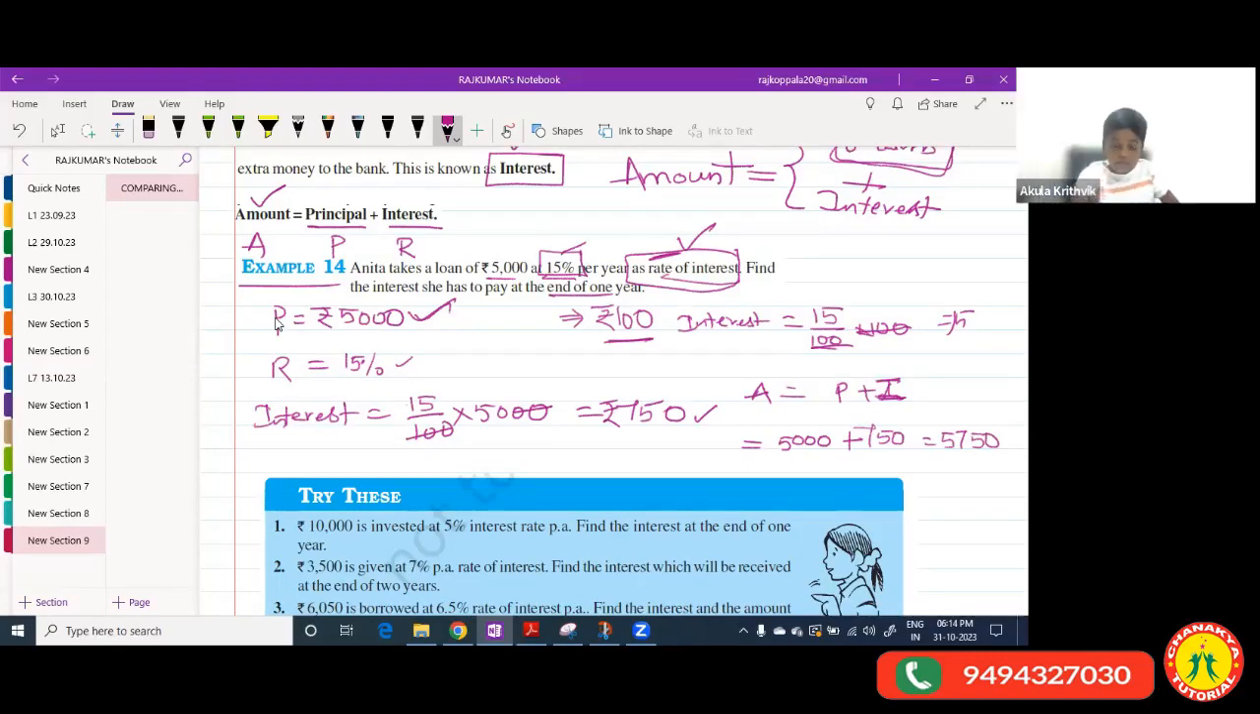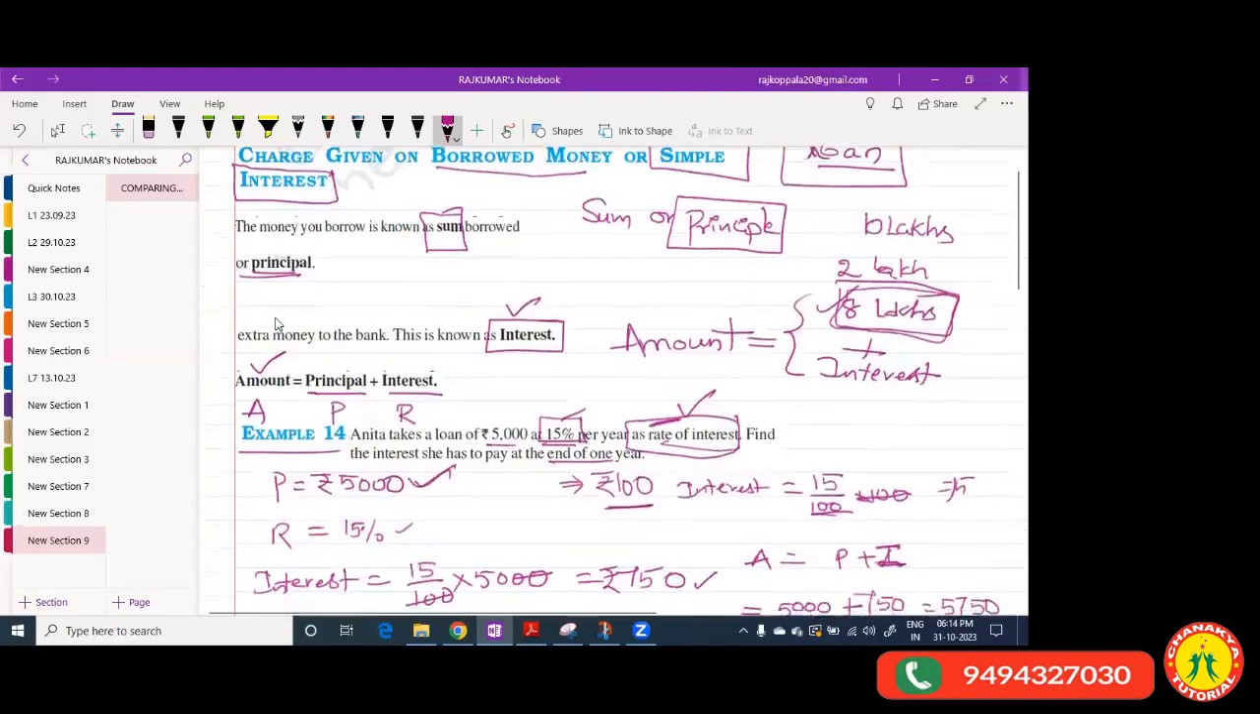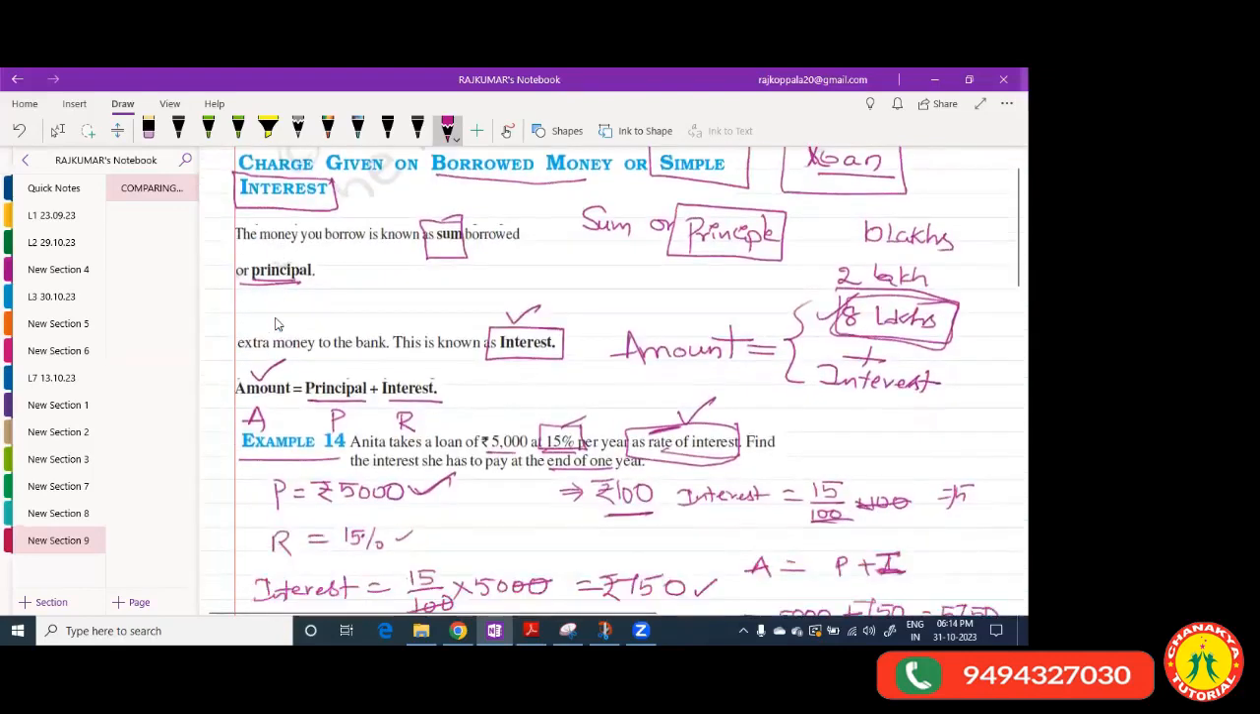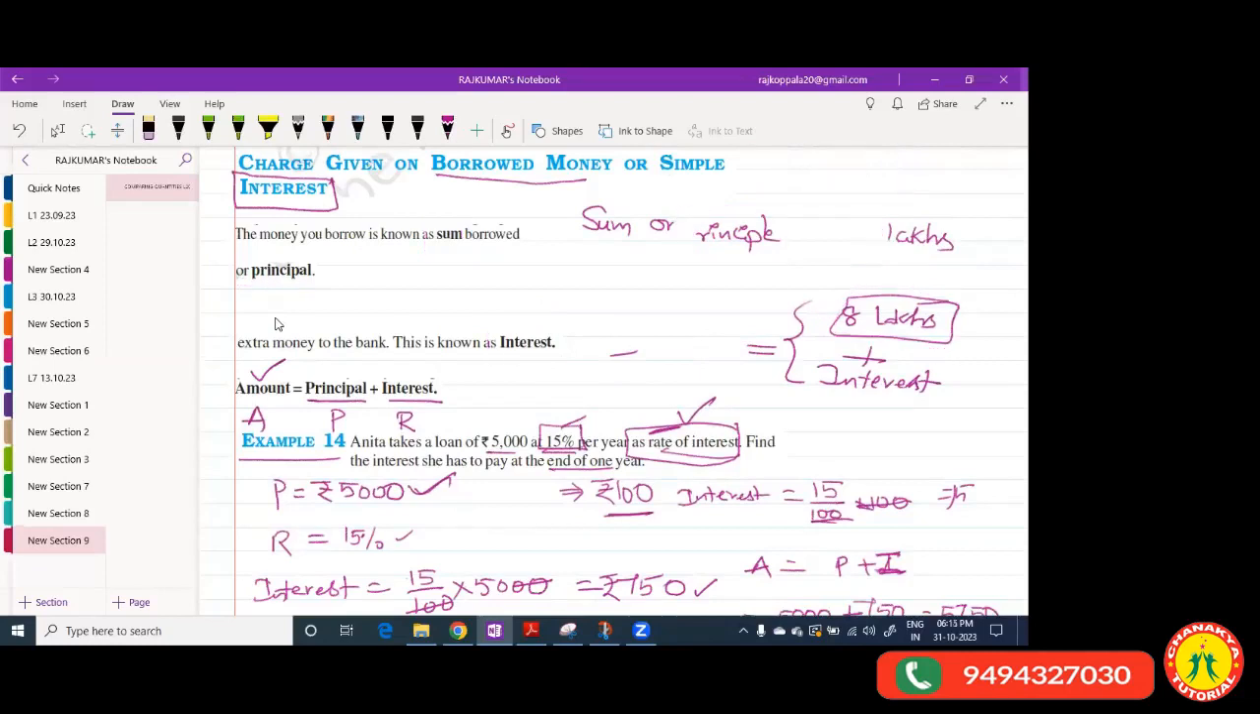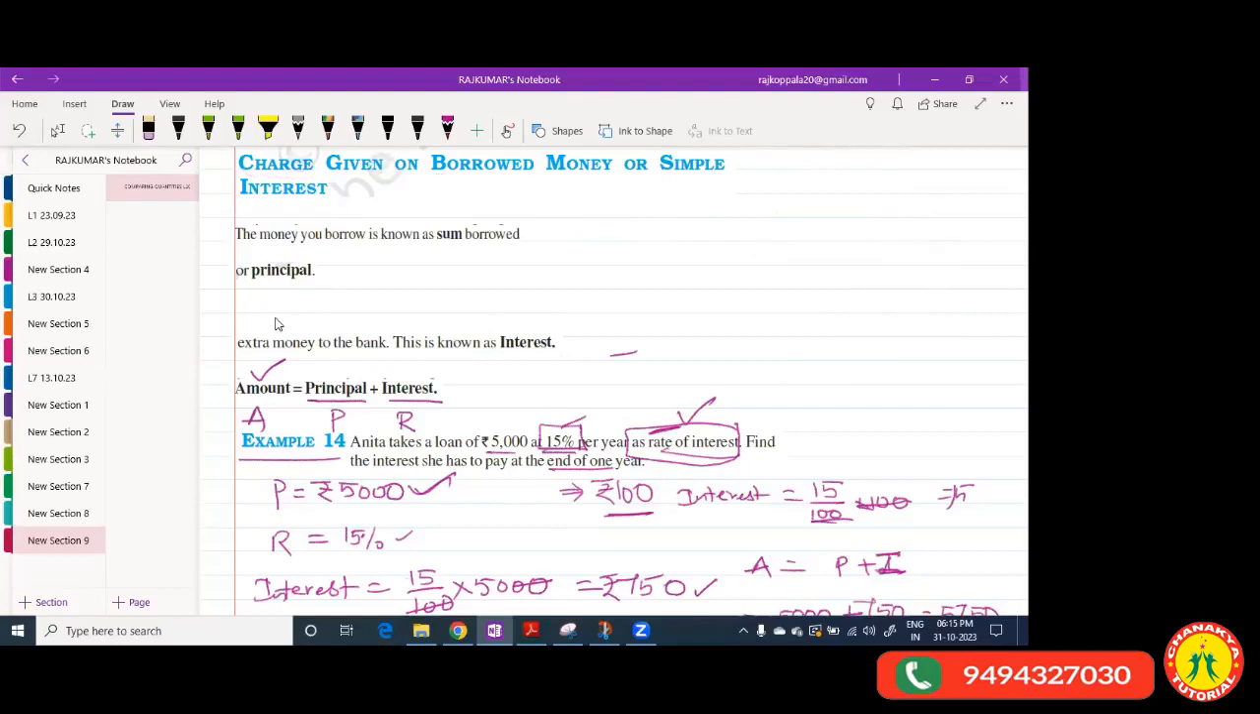Yes, sir. Now you write here the heading Simple Interest, and then write this definition: extra money to pay is known as interest, and write everything.